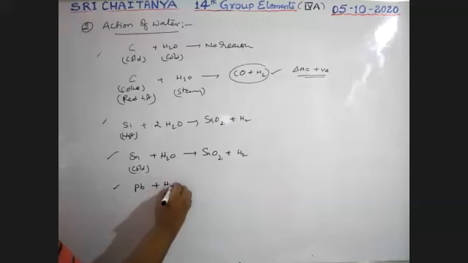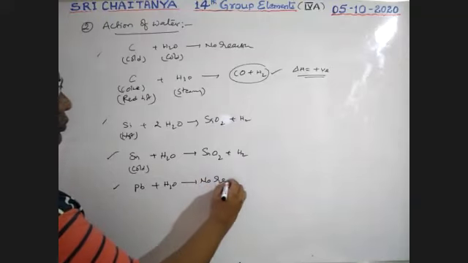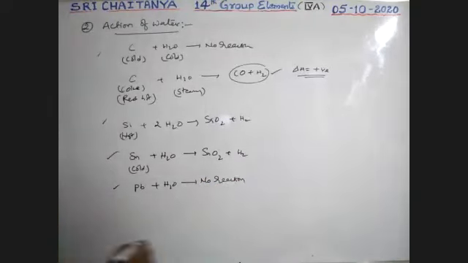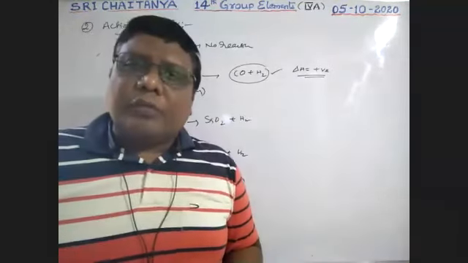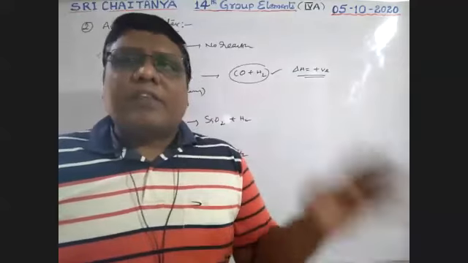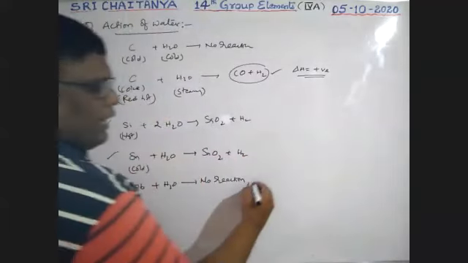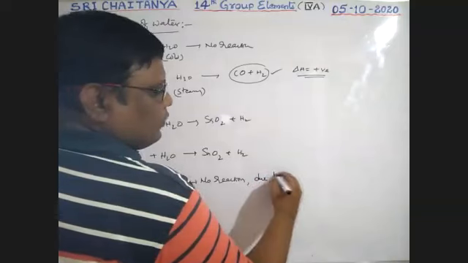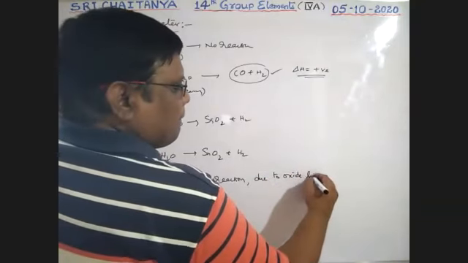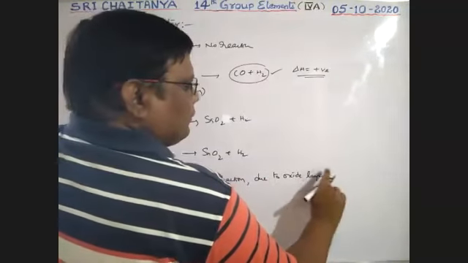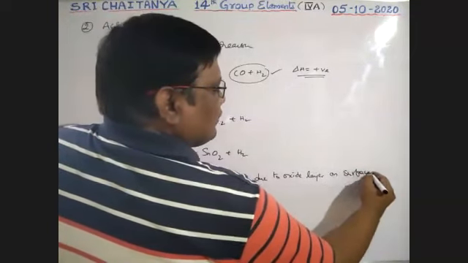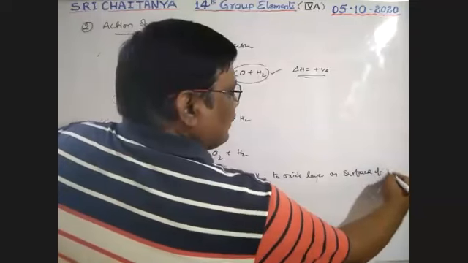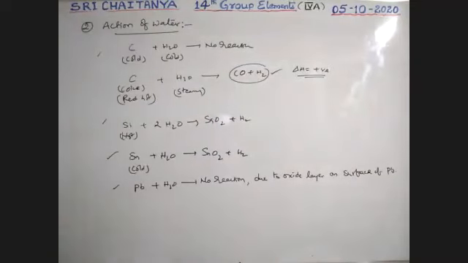Next, lead with water, no reaction. Why, sir? Because an oxide layer is formed. That oxide layer prevents further reaction. So, due to the oxide layer on the surface of lead, no reaction takes place.